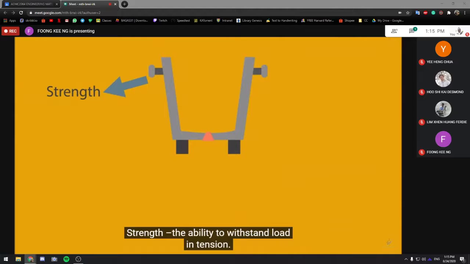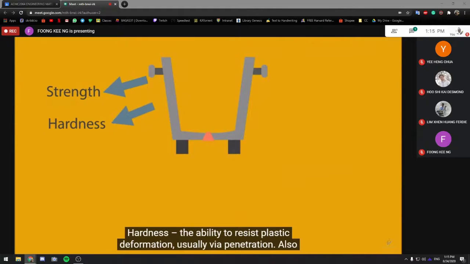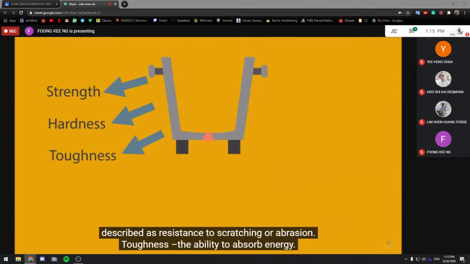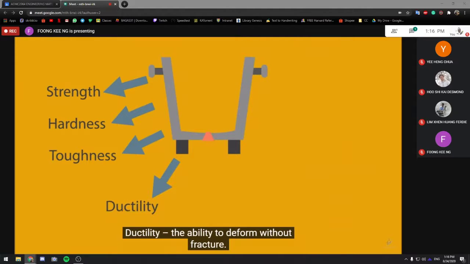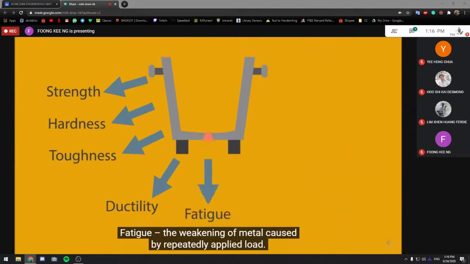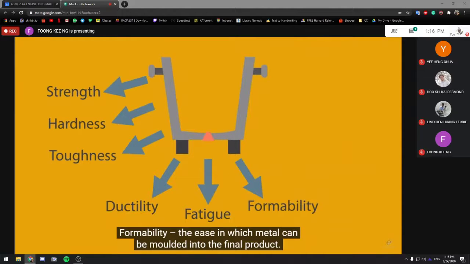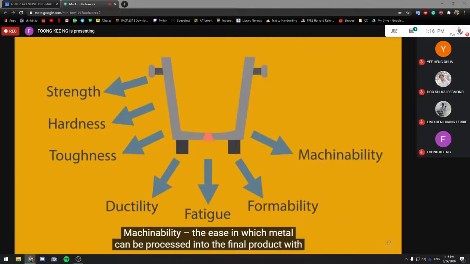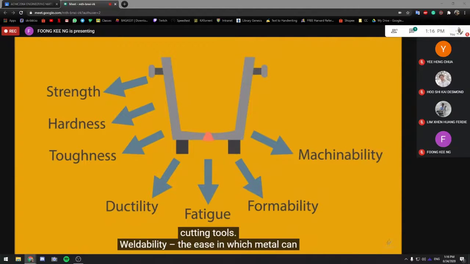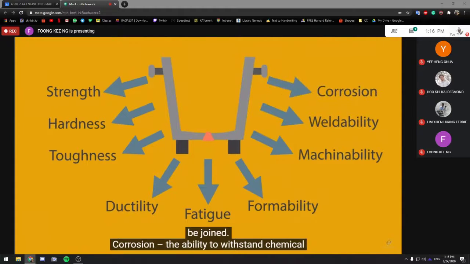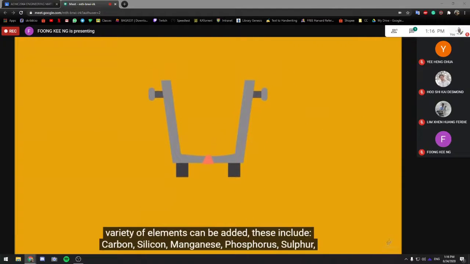Depending on the amount and type of alloying additions, we can affect the following properties. Strength, the ability to withstand load in tension. Hardness, the ability to resist plastic deformation, usually via penetration, also described as resistance to scratching or abrasion. Toughness, the ability to absorb energy. Ductility, the ability to deform without fracture. Fatigue, the weakening of metal caused by repeatedly applied load. Formability, the ease in which metal can be molded into the final product. Machinability, the ease in which metal can be processed with cutting tools. Weldability, the ease in which metal can be joined. Corrosion, the ability to withstand chemical reaction through oxidation. To affect the steel in this manner, a wide variety of elements can be added.